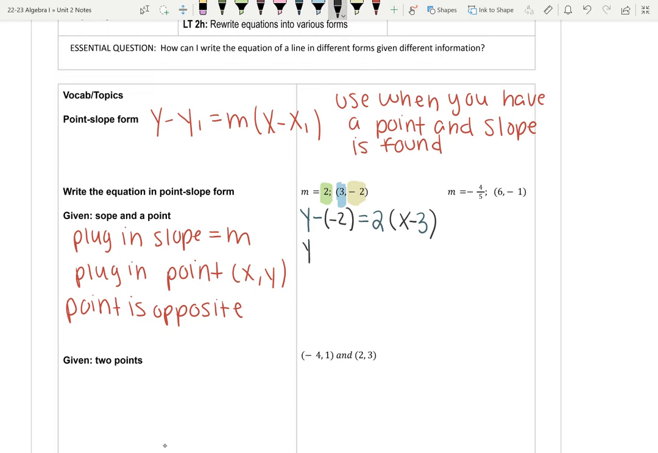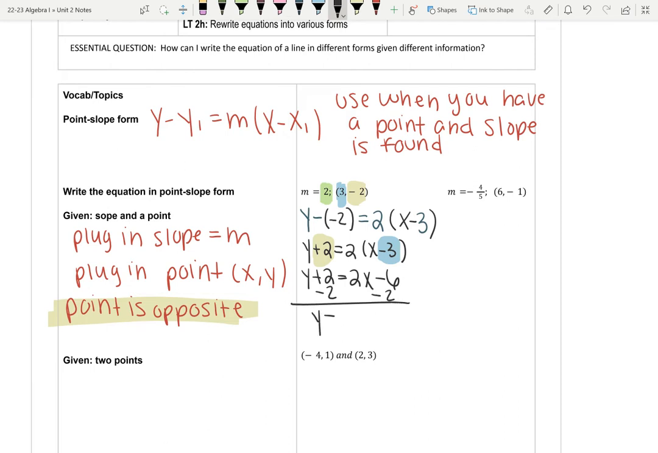So when you have minus a negative, it becomes a plus. This is going to become y plus 2 equals 2 times x minus 3. Now here is where I want you to notice that our points are kind of opposite. So if you see here, this is a plus 2, when in our original one we had a minus 2. And this right here is a minus 3, when in our original one we had a positive 3. So that's what I mean by the points should look kind of opposite. Okay, so to solve this, I'm going to have to distribute first. So I'll have y plus 2 equals 2x minus 6. Subtract 2 from both sides, so y equals 2x minus 8. And that is my answer.